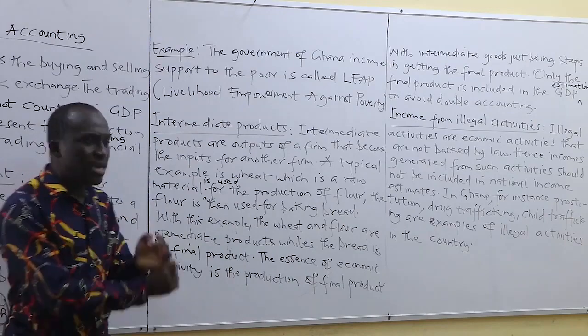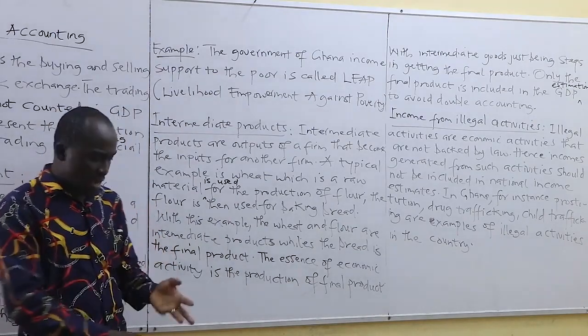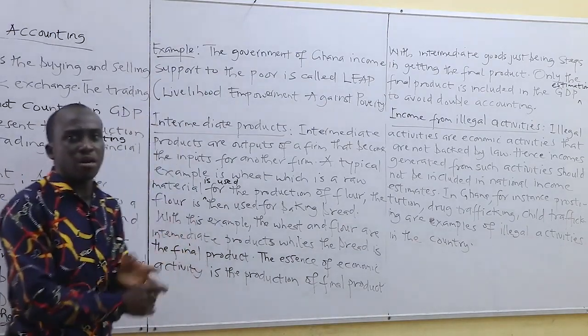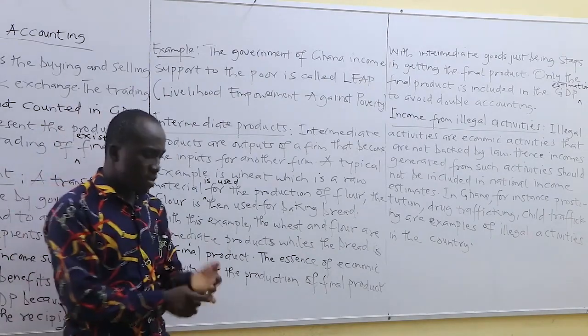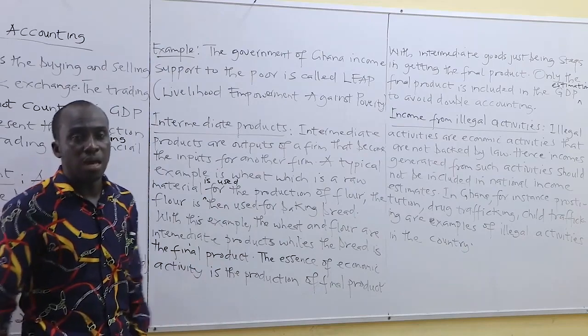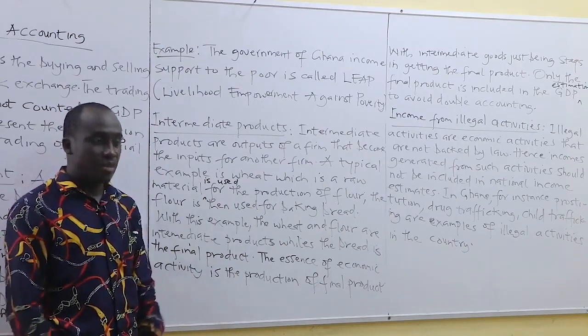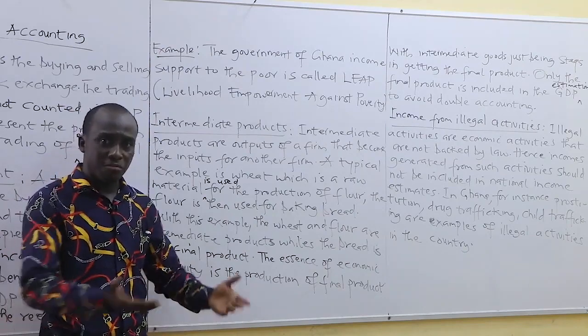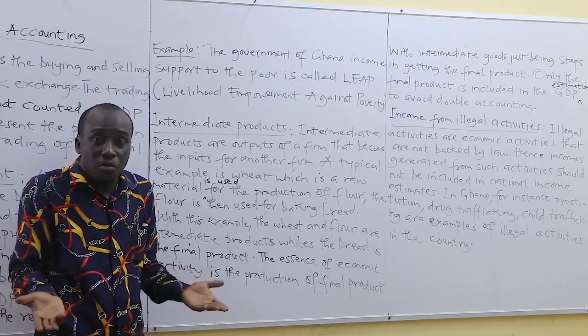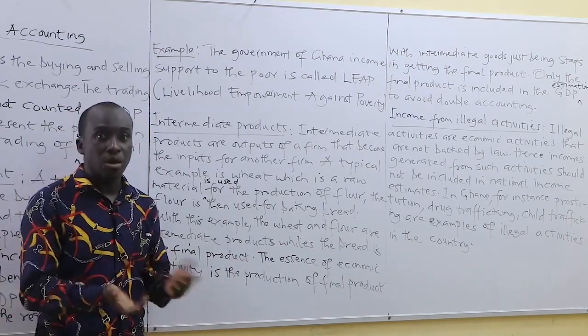So you cannot count wheat and add it to GDP, count flour, add it to GDP, and count the bread. What have you counted? You counted something 3 times. You count wheat, flour, and bread. No, we don't do that. It's double counting. So what we add is the bread. The bread is the final product. The wheat and the flour are intermediate products.